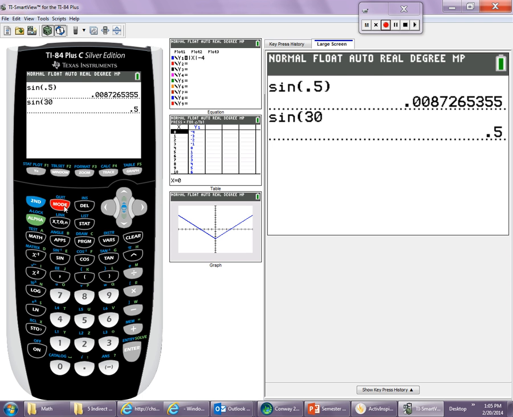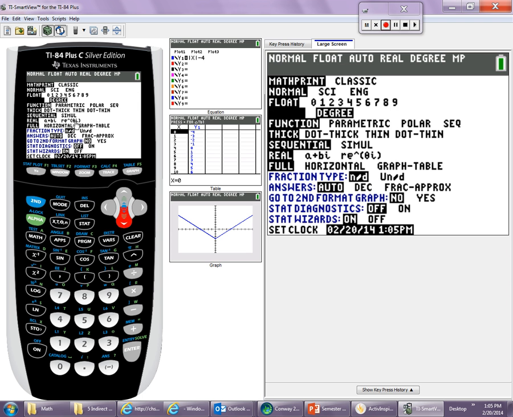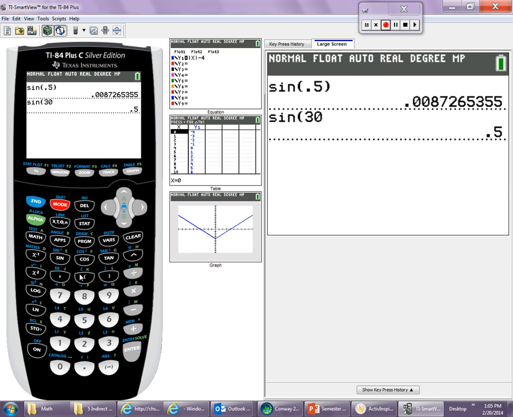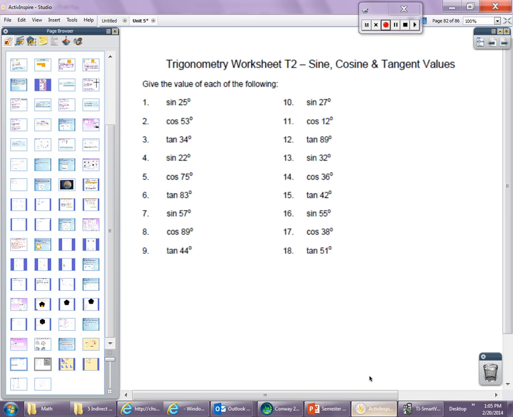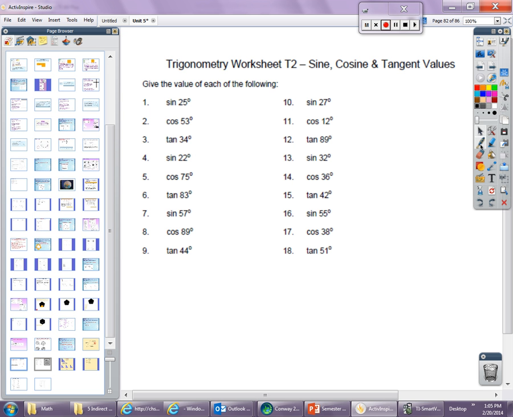So again, that's mode, arrow down, make sure the degree is highlighted. Okay, it should look like this on your screen. Okay, this one has some other things in it, but don't worry about that. Alright, so on the T2 worksheet, I want you to do sine of 25 and hit enter. And you should get 0.4226, and I want you to round these to 4 decimal places. I know I said 3, I just want to confuse you. We're going to round to 4.